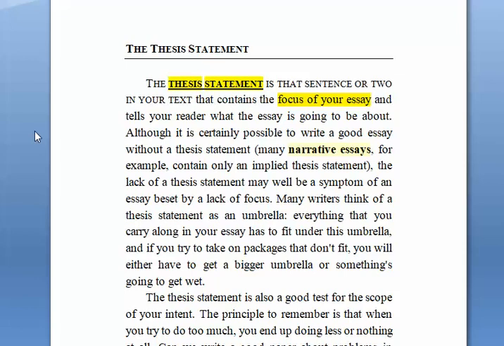Many writers think of a thesis statement as an umbrella. So it is the general idea. Everything that you carry along in your essay has to fit under this umbrella. It is the general idea, the main idea of the paragraph. And if you try to take on packages that do not fit, you will either have to get a bigger umbrella or something is going to get wet.